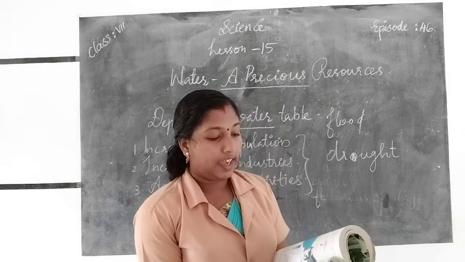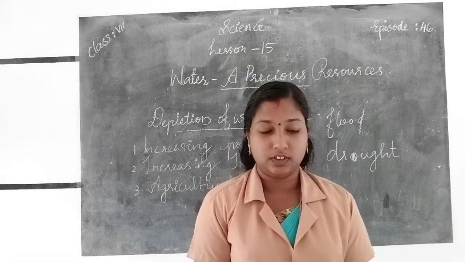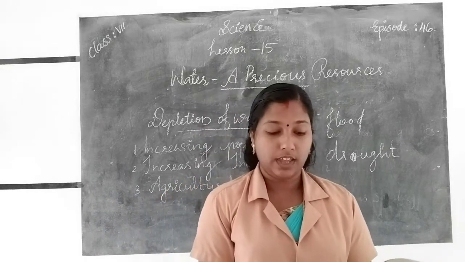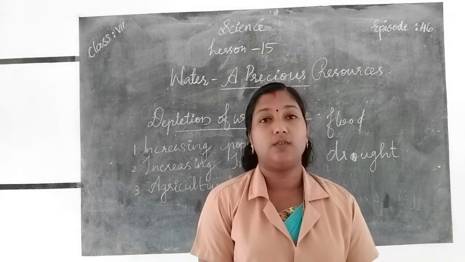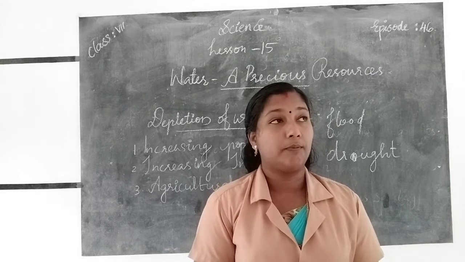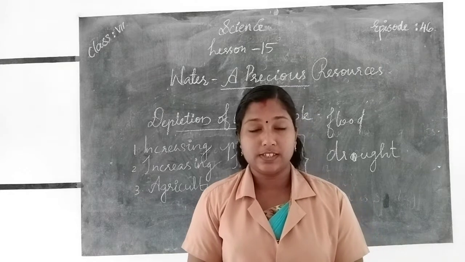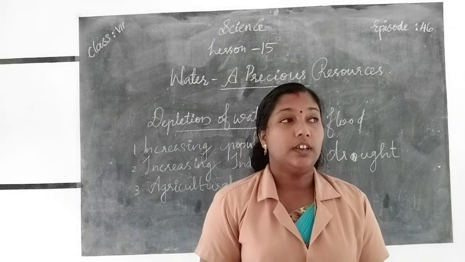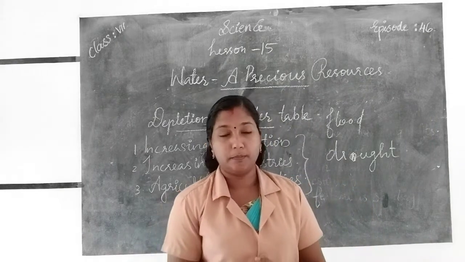Next, how can we conserve water? Through rainwater harvesting. How can we do rainwater harvesting? First of all, during the rainy season, what do we do? We should collect the rainwater from the roof of our house through small PVC pipes to a huge water tank under the ground. Then we should filter that rainwater for our different purposes.